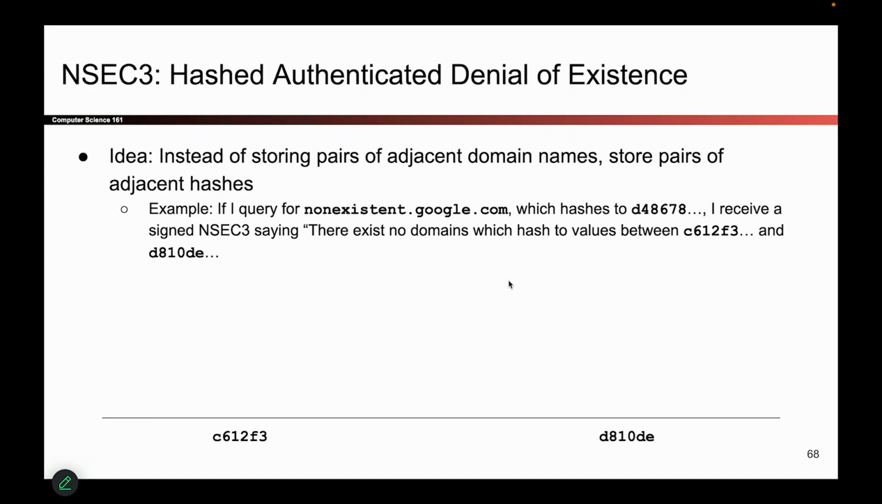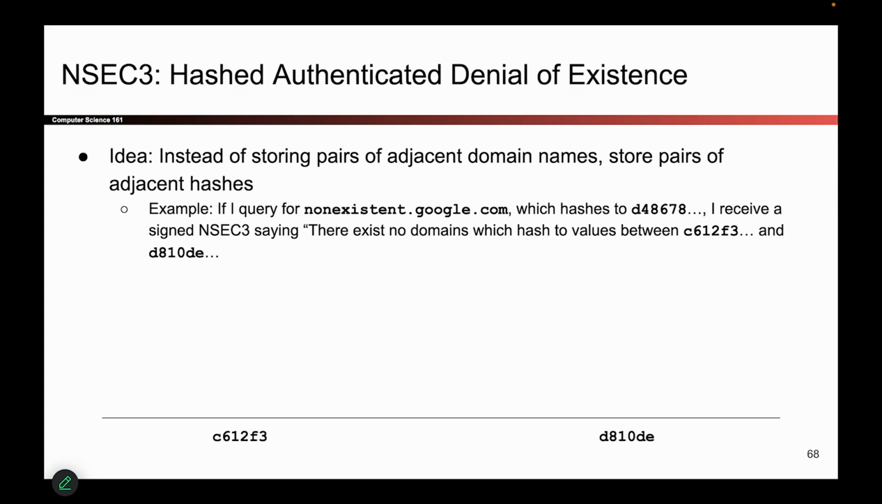And the idea here is to actually hash all of the domain names before putting them in alphabetical order and forming ranges. So think about what NSEC did, the original version. We would take all of the domains that exist, we would list them out, and then we would identify ranges in between every single pair of existing domains. That was the original design. In the NSEC3 design, we're doing the exact same thing. The only difference is that we hash everything before forming alphabetical ranges.